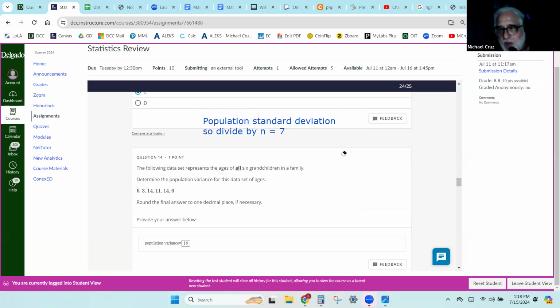So anybody got any questions on that one, the variance? That's essentially the same thing as the standard deviation one, except that you don't do the square root. You just, once you get the sum divided by the n, so I'll tell you what, I'm gonna do this one real quick over here just to make sure it's right.